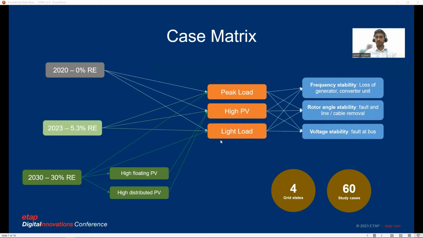For each of these cases, we did several contingencies to bring forth different system operational conditions and to check the generating unit responses for all possible cases. So we looked at angular stability, frequency stability, and voltage stability. The identification of the critical lines and buses for these contingencies was based on a previous study done for the system, which we used. In general, we ended up with 4 grid states, and there were around 60 or so study cases that we analyzed.